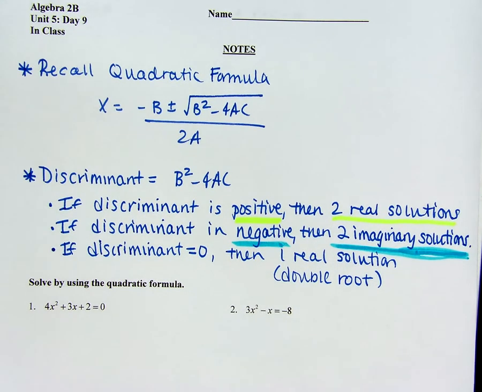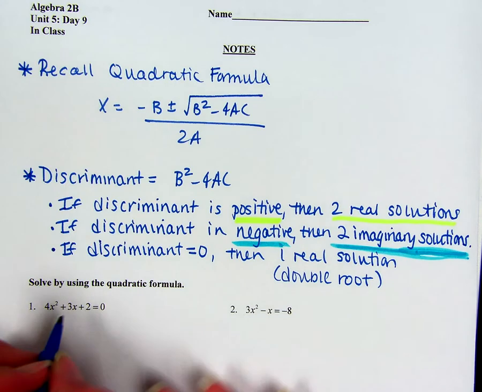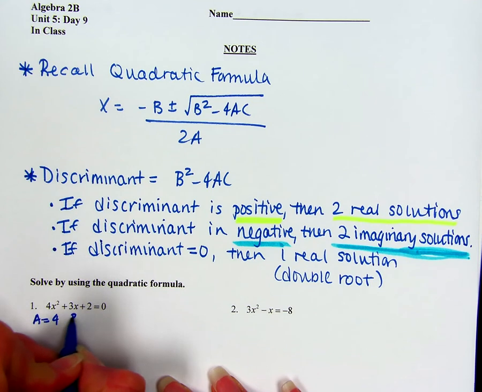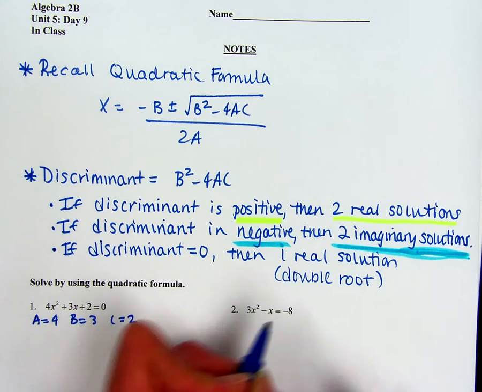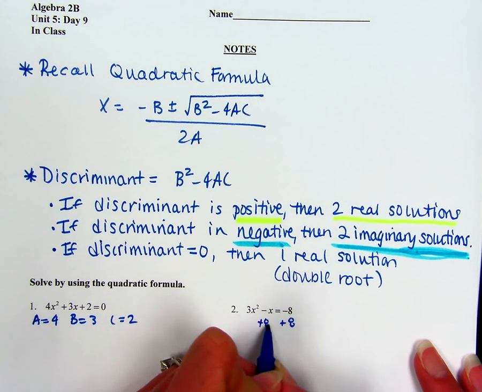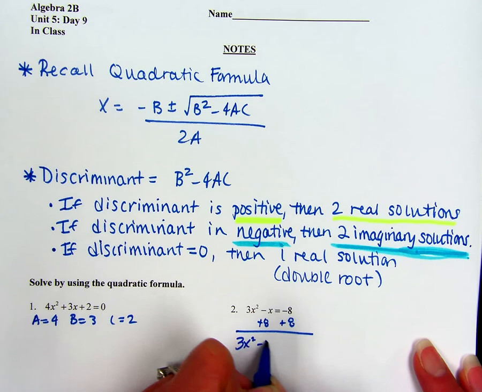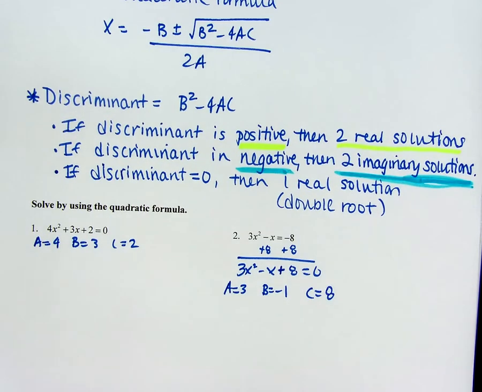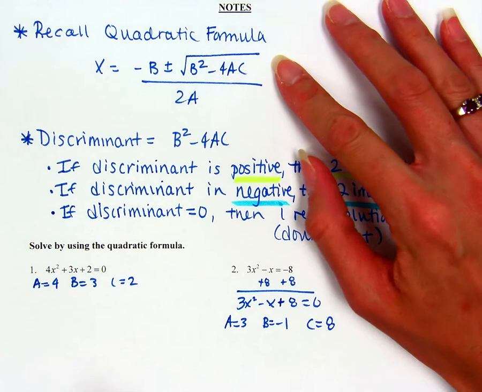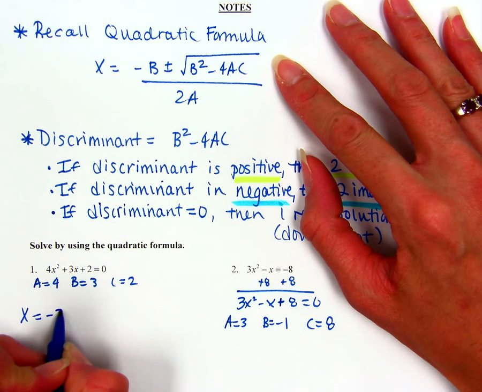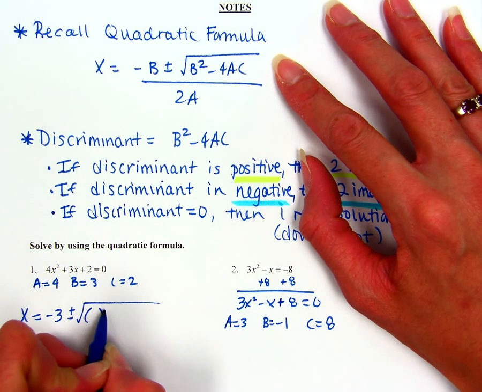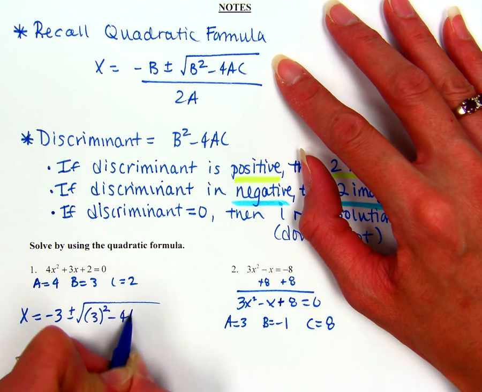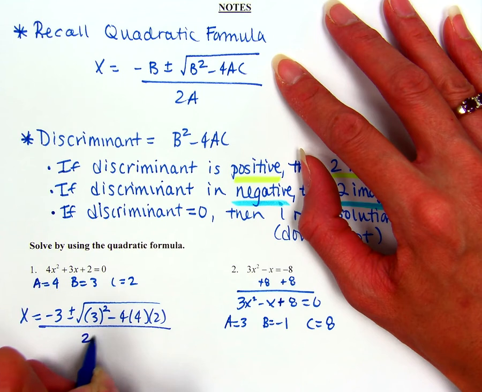Alright, so we're going to solve just like we did yesterday. If it's already equal to 0, you label a, b, and c. If it's not equal to 0, you have to add or subtract to move everything to one side. So in this case, now we have a, b, and c. Alright, so we're going to substitute in our quadratic formula, which is listed above. So it's x equals opposite of b plus or minus the square root of b squared minus 4ac all over 2a.